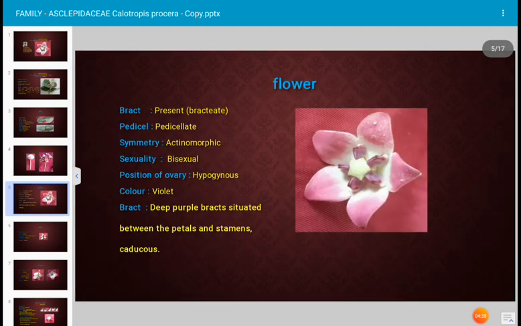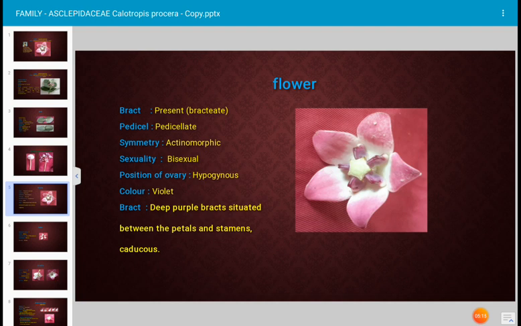Next, this is the flower of Calotropis procera, and it is a bracteate flower. At the basal region of the flower, a small scaly bract is present, and when the bract is present in the flower, that is described as bracteate flower. The flower of Calotropis procera is bracteate. The bract is deep purple in color and it is situated between the petals and the stamens. And the bract is caducous.